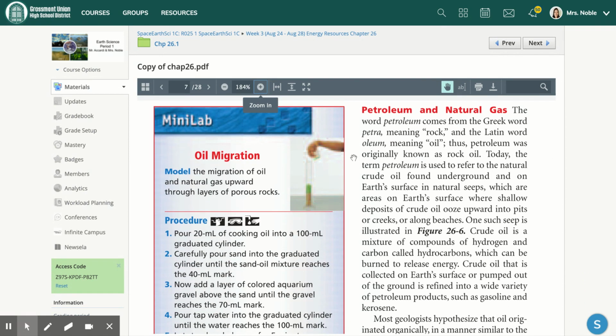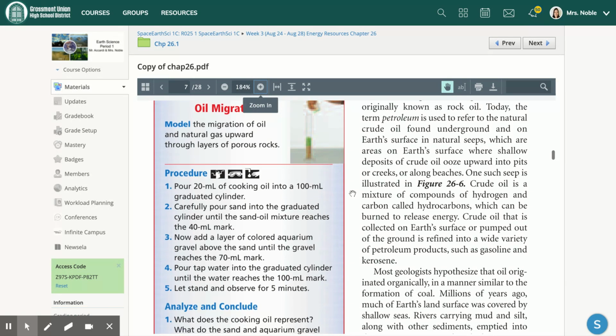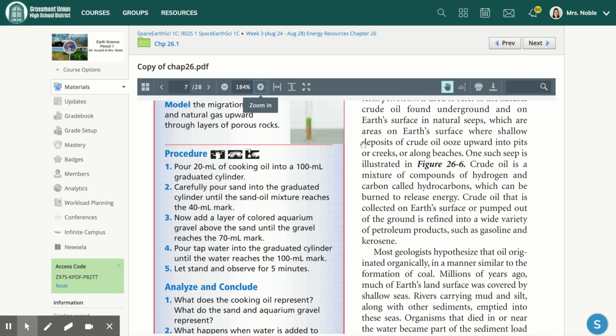Petroleum and natural gases. The word petroleum comes from the Greek word petra, meaning rock, and the Latin word oleum, meaning oil. Thus, petroleum was originally known as rock oil. Today, the term petroleum is used to refer to the natural crude oil found underground and on Earth's surface in natural seeps, which are areas on Earth's surface where shallow deposits of crude oil ooze upward into pits or creeks or along beaches. One such seep is illustrated in Figure 26.6.